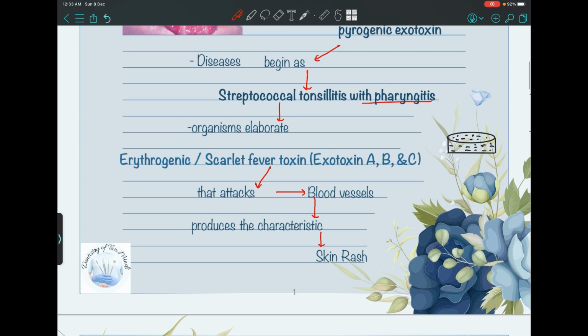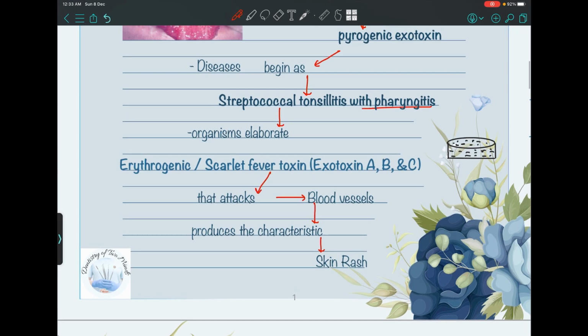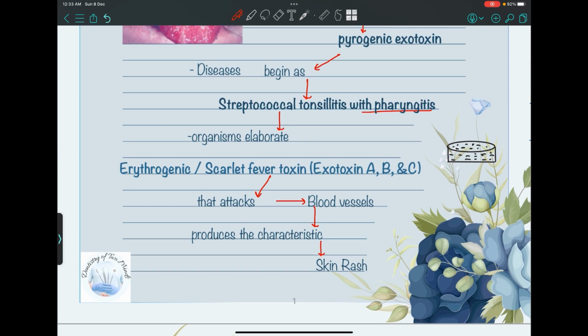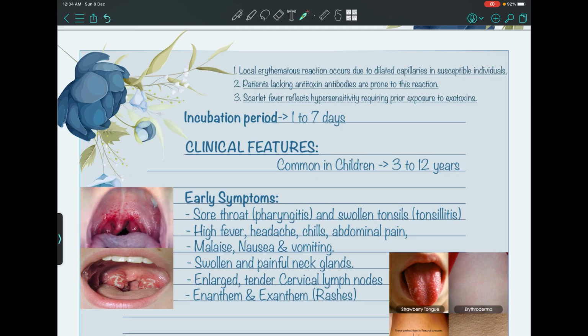A number of different strains of streptococci may produce this disease. The rash occurs because of three exotoxins, A, B and C. This organism produces a clear hemolysis around the colonies in blood agar plate. Local erythematous reaction occurs with exotoxin, but no such reaction was found in those with specific immunity.